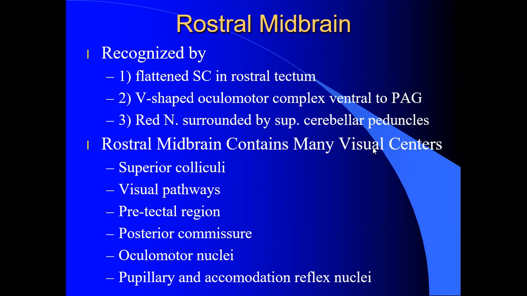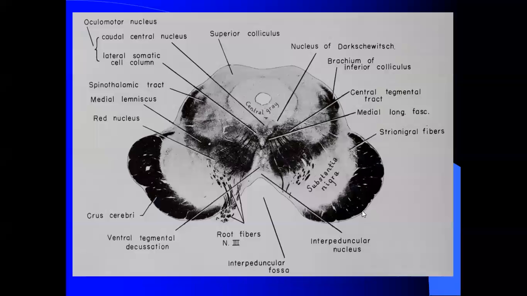In addition, in the rostral midbrain, you have all of these visual centers, which we're going to talk about. The superior colliculi, the visual pathways, the pretectal region, the posterior commissure, the oculomotor nuclei, and all the nuclei which are for pupillary light reflex and accommodation. So this is classic midbrain, right? We look at this, this is classic midbrain.